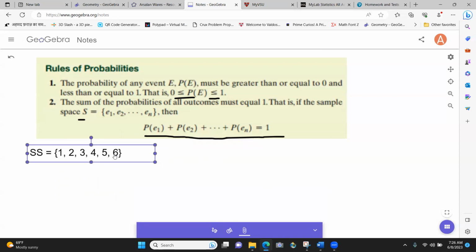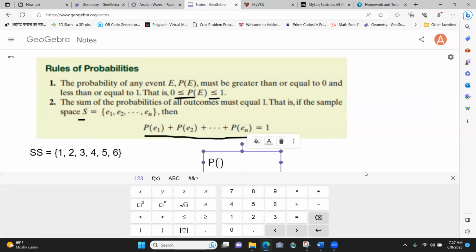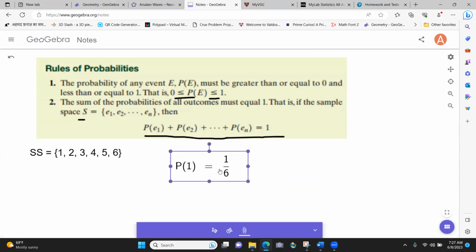I am rolling a regular, fair, six-sided die. My sample space is the list of all possible outcomes, and I have 1, 2, 3, 4, 5, 6. Now, what's the probability of getting 1? Well, there's 6 outcomes. There's only one, and the answer is 1/6. We sometimes write it like this: probability of drawing a 1 is 1 out of 6. Okay, I'm not going to write it all.